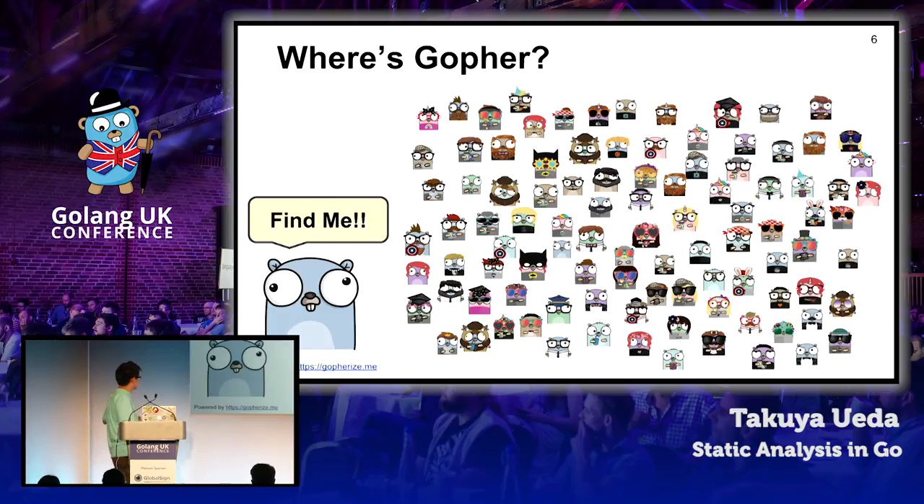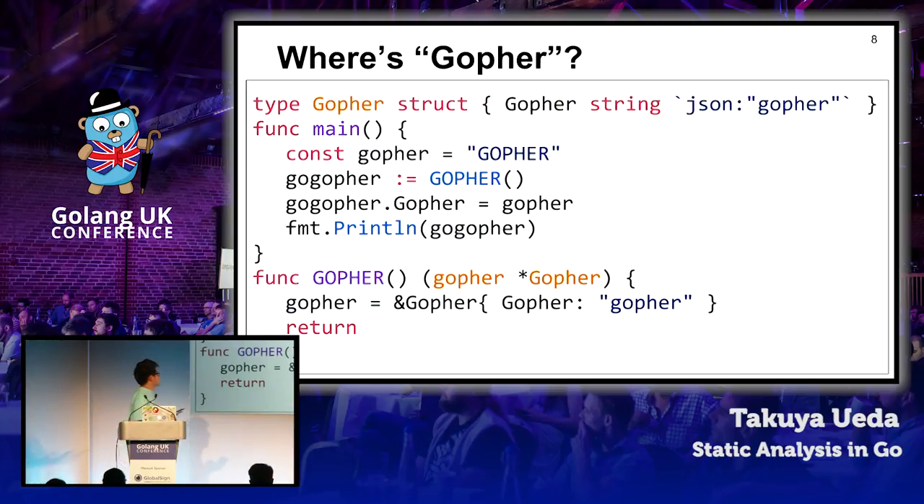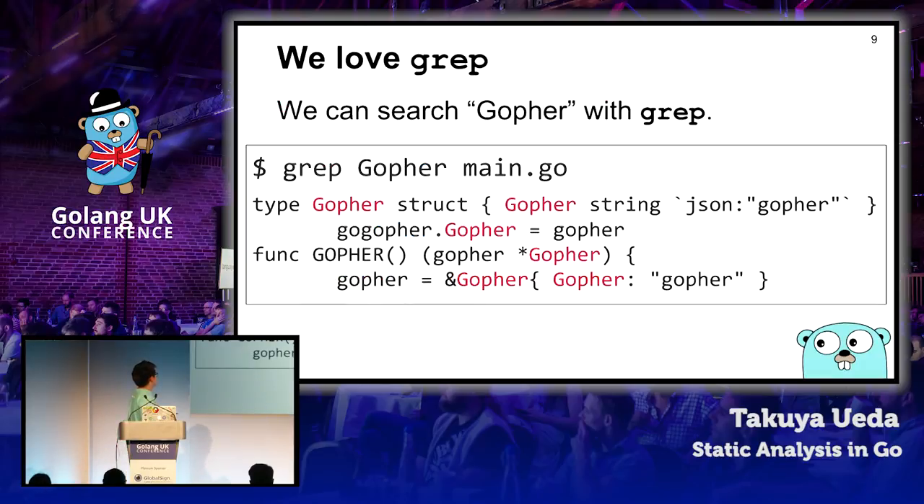Okay. Firstly, let's play an easy game for icebreaking. Where is this gopher in these gophers? Do you find the gopher? Yes, here. Okay, let's move to the next game. Where are gophers in this source code? Do you have any idea of finding the text gopher? Yes, we have grep. You can find the text by using grep. Gopher appears 6 times in the code.